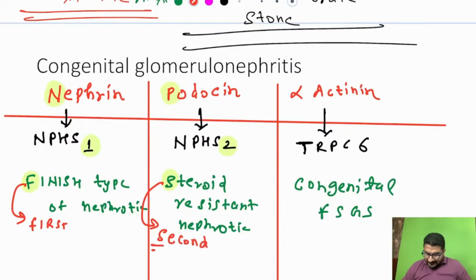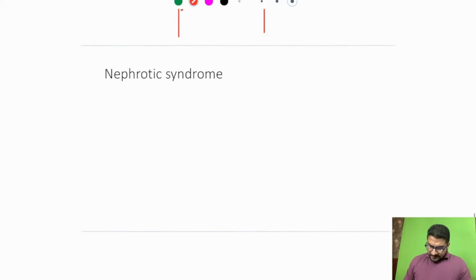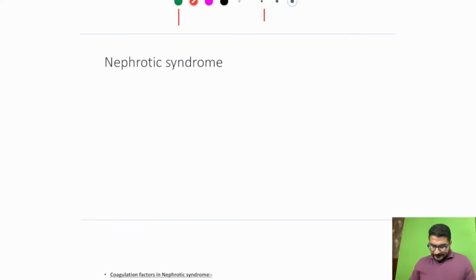So NPHS1, it is nephrin. NPHS2, it is podosin, right? And remember, NPHS1 means nephrin, NPHS2 is podosin. NPHS1 mutation, Finnish type. NPHS2 mutation, steroid resistant. So these are the things which you have to remember about glomerulonephritis. Done.